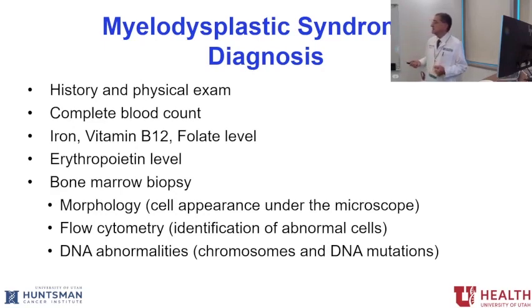And then there's something called flow cytometry, which is running the cells from the bone marrow into a special machine called a flow cytometer to see if there are any abnormal cells there. And then, very importantly, we mentioned these mutations, these mistakes in the DNA code of the cells, and so that's a very important test that we run on the bone marrow cells.